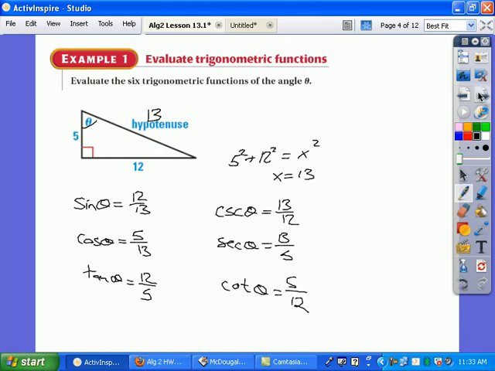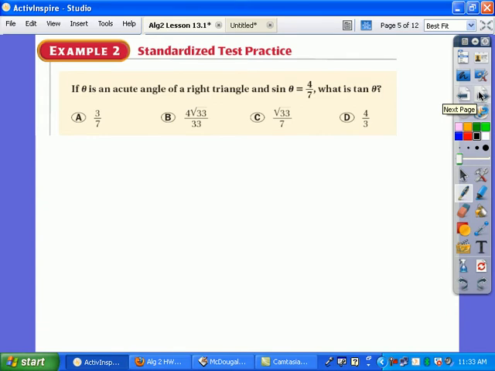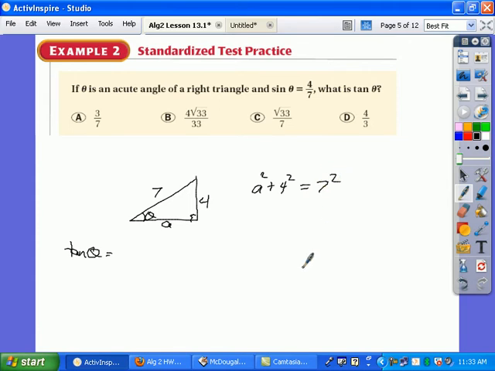Okay. So here, if theta is an acute angle of a right triangle, so here's a right triangle, and here's theta, and I know that sine of theta is 4/7. What's tangent? Well, if sine of theta is 4/7, that means the opposite side is length 4. The hypotenuse length is 7. And to be able to tell what tangent is, I need to know the side length A. So, to find A, I use Pythagorean theorem. So a squared plus 4 squared equals 7 squared. So this is 49 minus 16. A squared equals 33. So A equals the square root of 33.